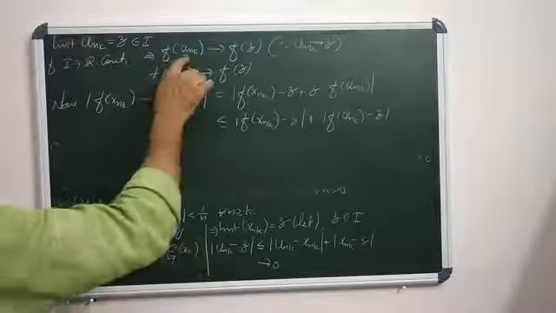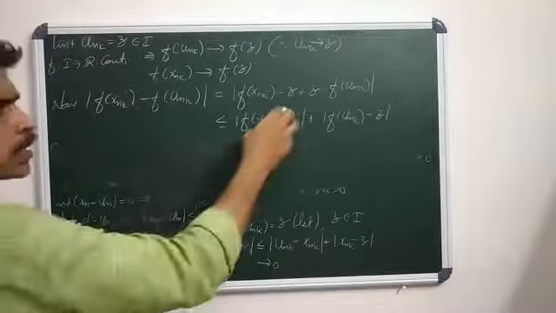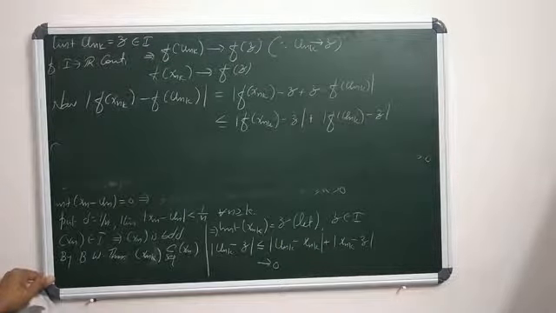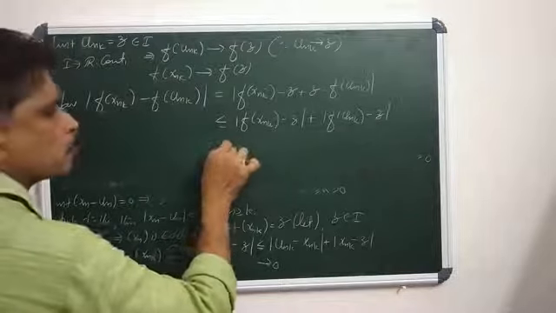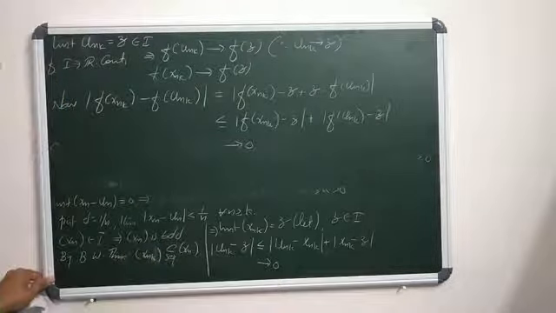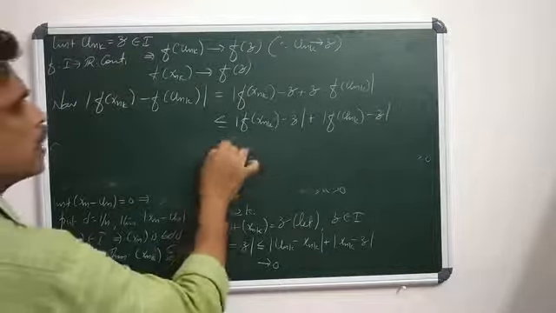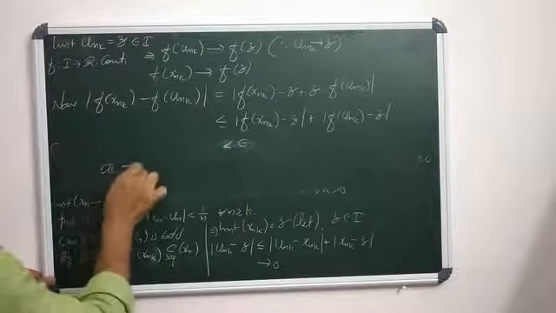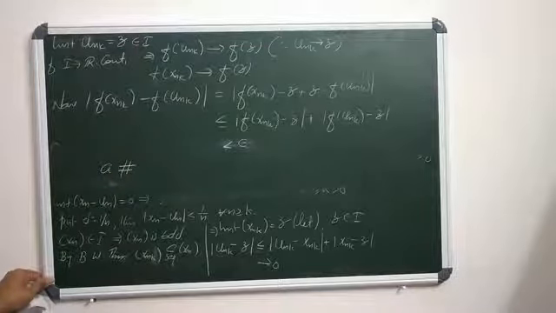But f of u_nk converges to f of z, so it tends to 0. f of x_nk also converges to f of z, so it also tends to 0. So the whole thing tends to 0, which means it is less than some epsilon. A contradiction to the assumption.